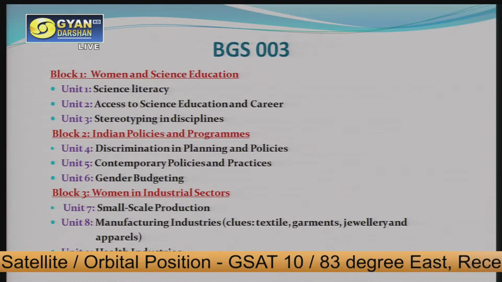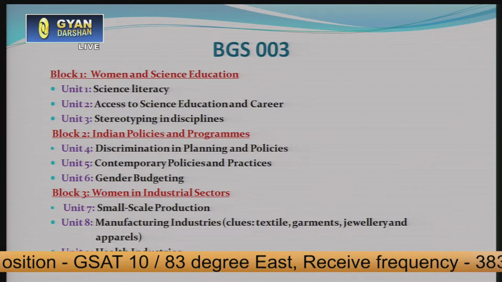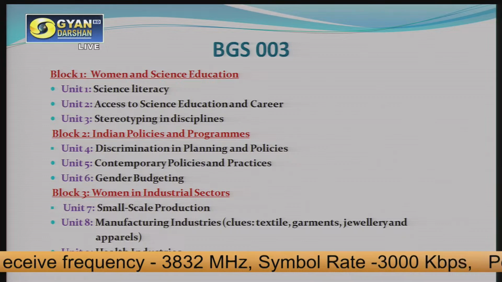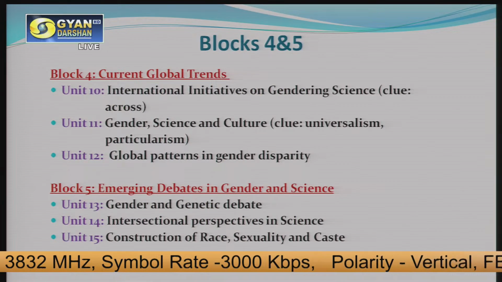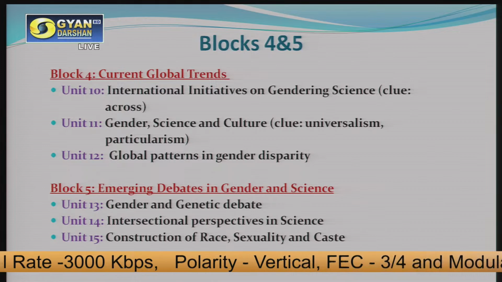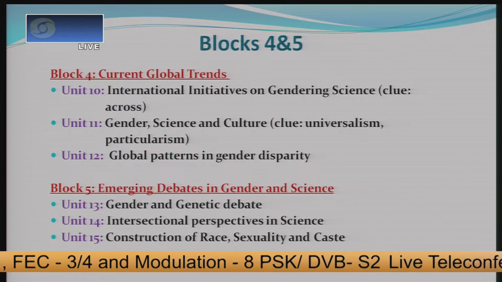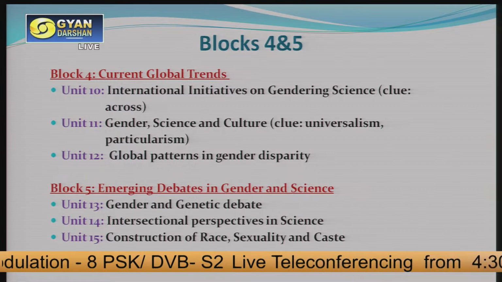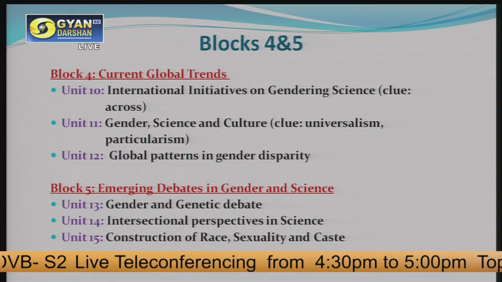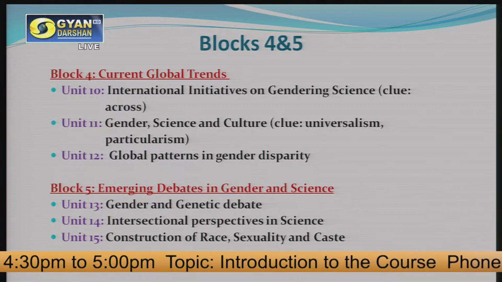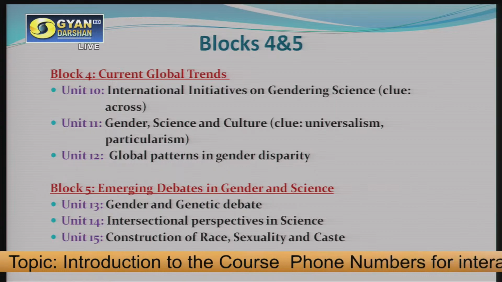And with this, the course has a total of 5 blocks: women in science education, Indian policies and programs, and women in industrial sectors, like how in small scale manufacturing and health industries women's representation is there. Then current global trends, like international initiatives on gendering science, and also global patterns of gender disparity. And then the last is the emerging debates about having an intersectional perspective in science and genetics, because there is so much in genetics.